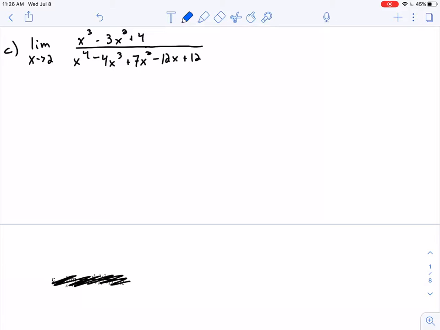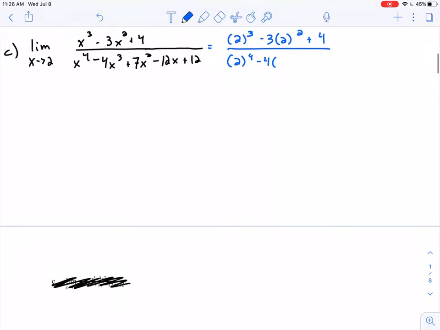I'm going to start by plugging in 2. Let's see what happens. So 2 to the third minus 3 times 2, times 2 squared plus 4, divided by 2 to the fourth minus 4 times 2 cubed times 2 cubed plus 7 times 2 squared minus 12 times 2, and plus 12 there at the end.